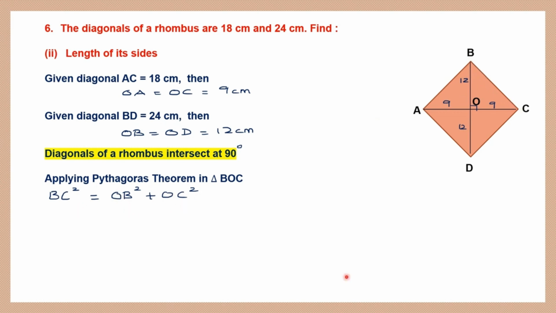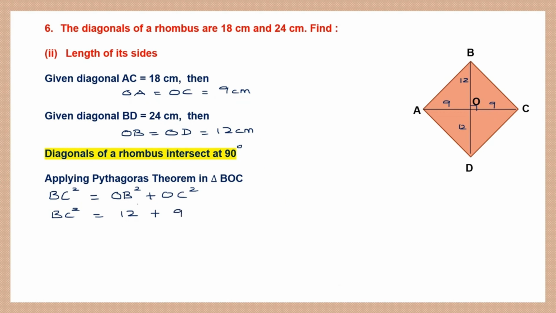So now we just have to substitute and do it. So BC square we don't know. We're going to find out. So BC square is equal to OB square. Now how much is OB? OB is 12. Here we have written clearly, OB is 12 centimeters. So OB is 12 plus OC square. OC is this part and that is 9. Here also we have written OC is equal to 9 centimeters. So this is 9.